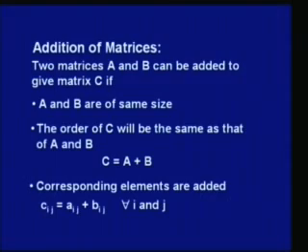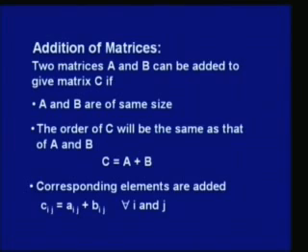In the algebra of matrices, we define addition of matrices. If we are given two matrices A and B, then they can be added to give a matrix C if A and B are of same size. So if the matrices A and B are of same size, then we say that they can be added, and the result will be the third matrix C. This matrix C will be of the same order as that of A and B, and we write C is equal to A plus B.